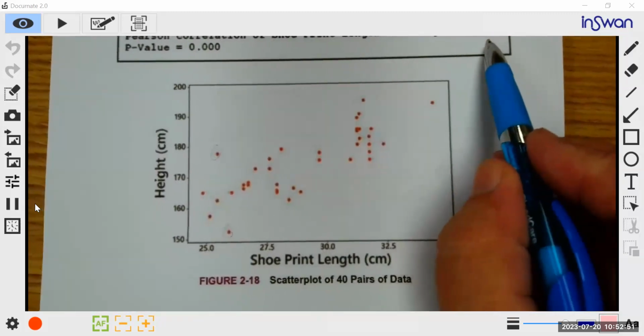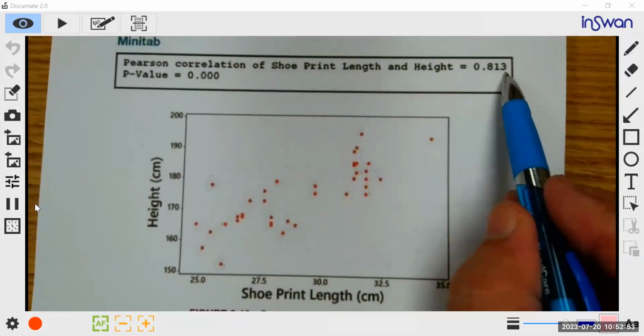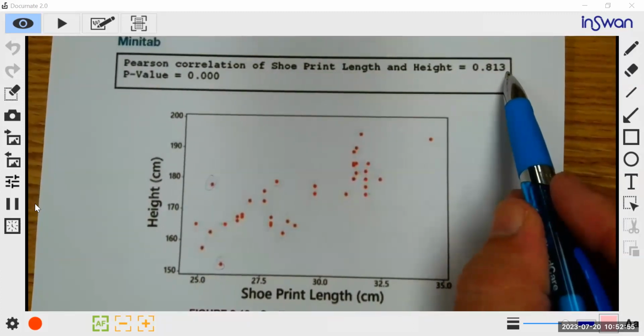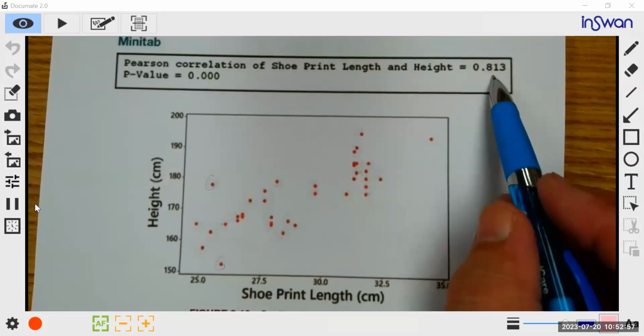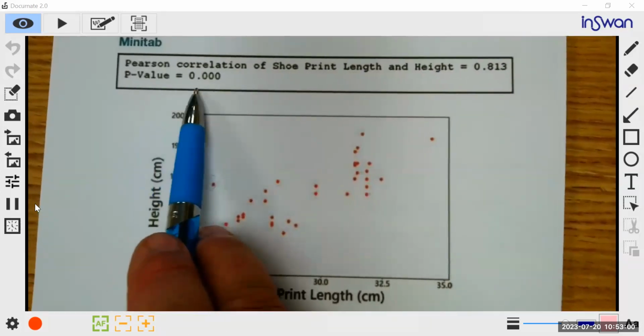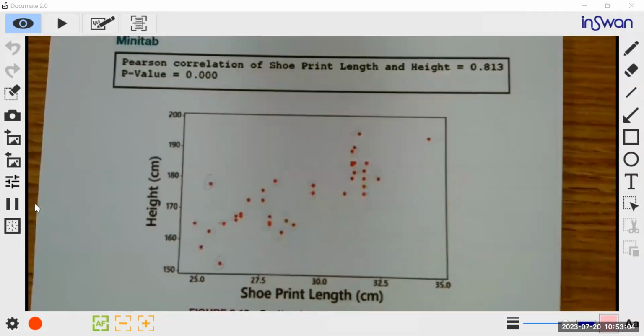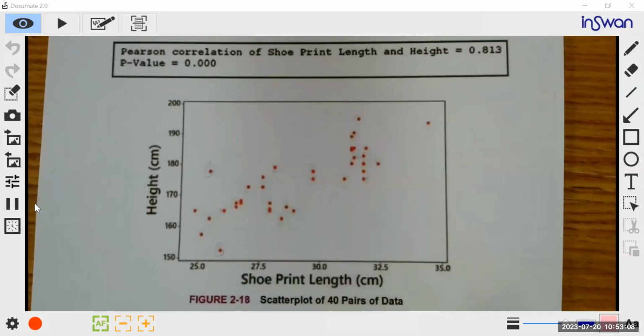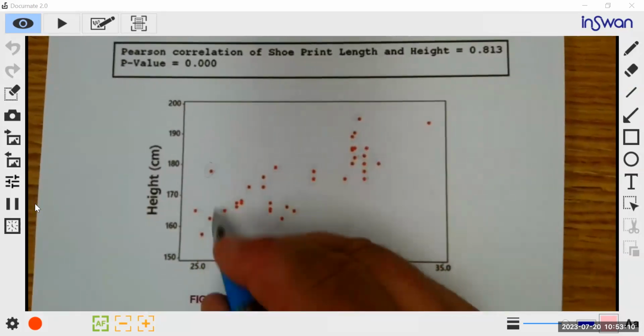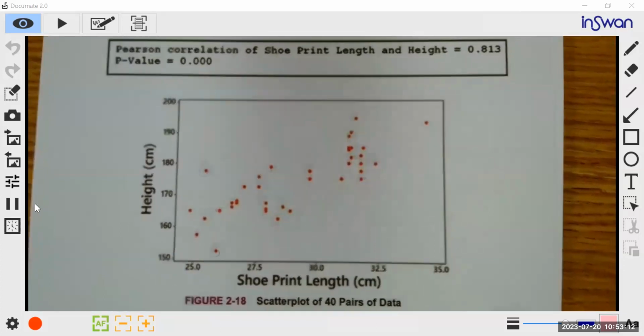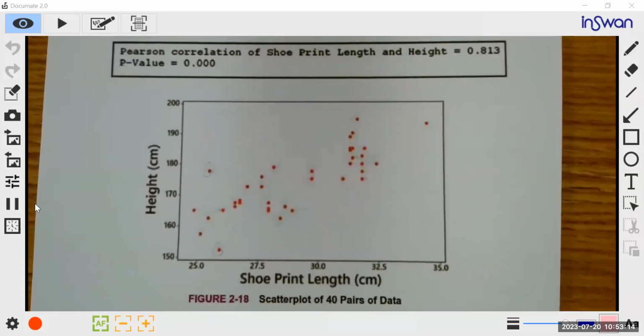The correlation for this one is 0.813. It all depends on what the p-value is. The closer p gets to 0, the better it is for us. And this one is, so we can say that there is a correlation. It's just that these three are going to be deemed anomalies or outliers.